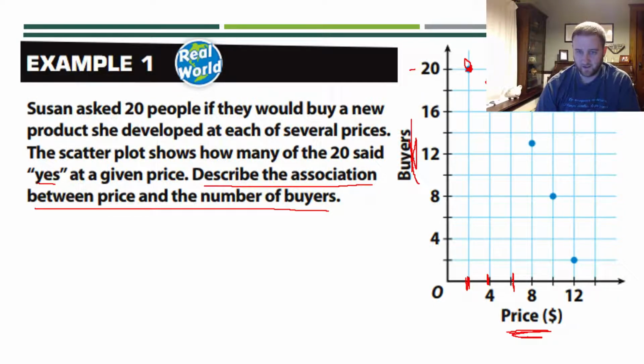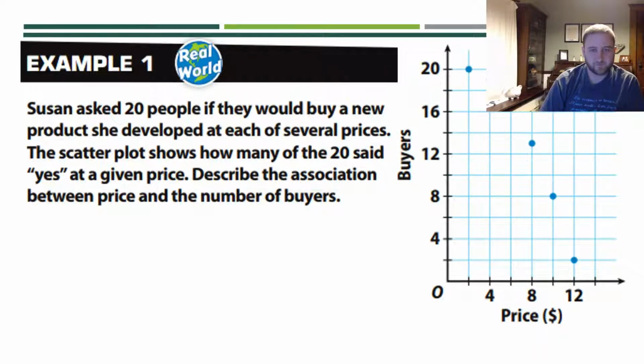Okay, all the way down to $12, and then only 2 people said they'd buy it. So basically, as you would expect, as she increases the price, fewer and fewer people are saying that they're going to buy it. Okay, so we want to first describe the association. What type of an association would this be? Would this be positive association, negative association, or no association?